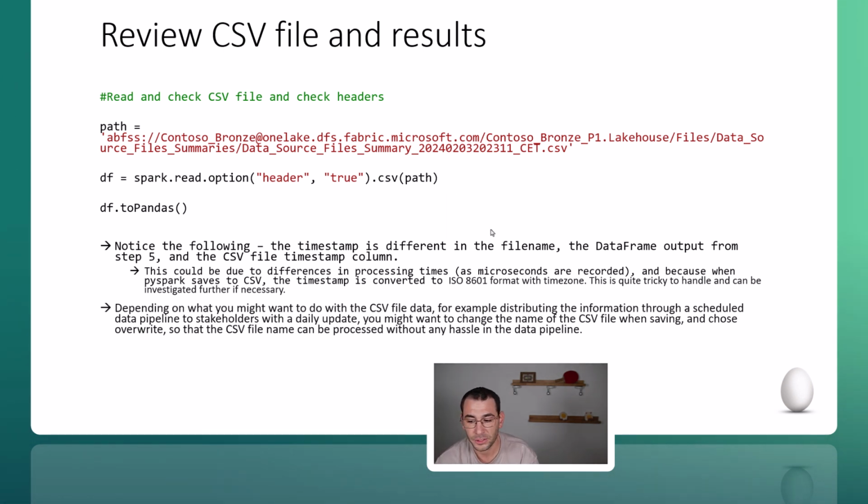And depending on what you might want to do with the CSV file data later on, for example, such as distributing the information through a scheduled data pipeline by triggering the notebook as an action in the pipeline, and then sending the information out to stakeholders, for example, on a daily update, you might want to change the name of the CSV file when saving, and choose override if in the pipeline you always have the same location for the file name. Otherwise it could be a little bit tricky, but in my case I'm always saving an additional CSV file with a unique name to a list of CSV files, so that probably would turn out to be a little bit tricky.